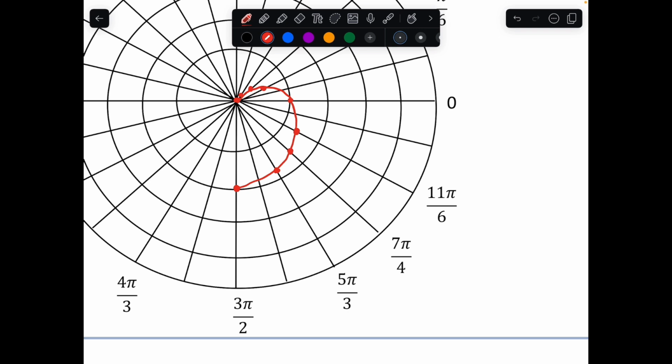Now if I really wanted to, I could figure out all of the points over on the left side, but we have that symmetry available, right? We can flip this over the vertical axis. So let's go ahead and figure those out really quick.